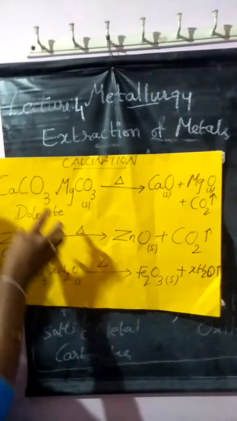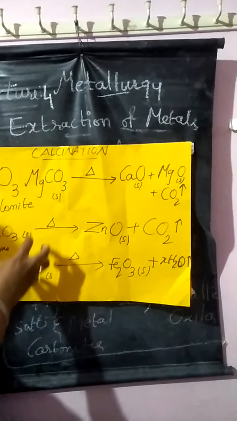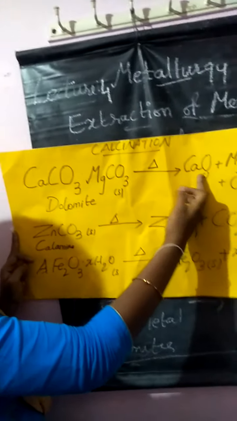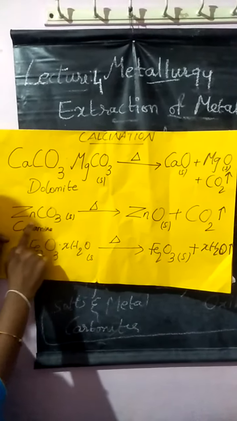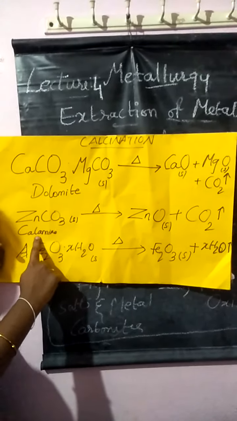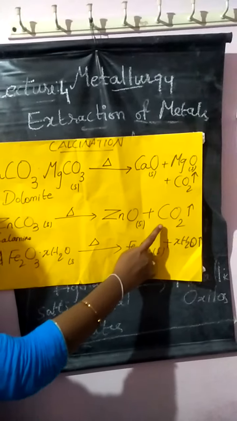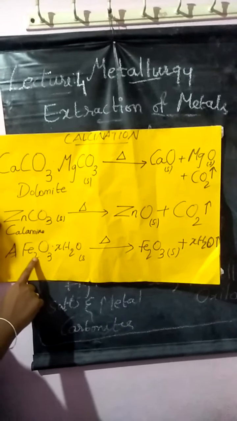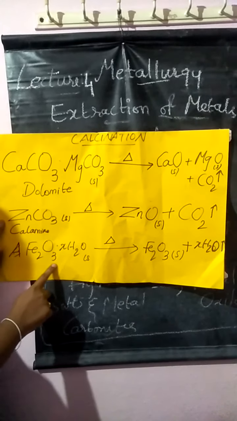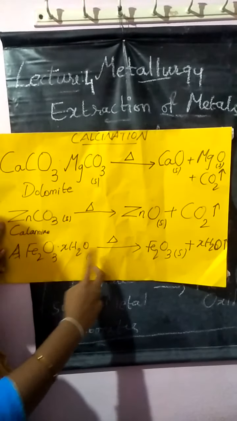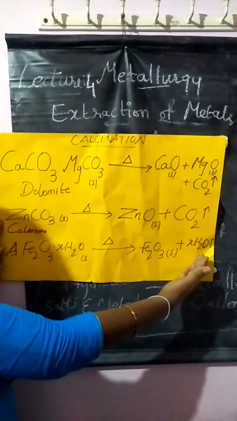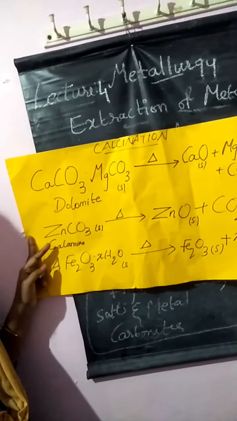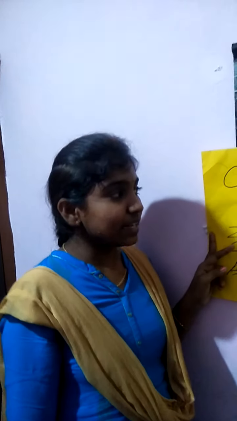So in calcination, the ores from their carbonate and from their hydrated forms are converted into the oxide forms by heating them in the absence of oxygen. If you see the other example, zinc carbonate, calamine, on heating gives zinc oxide and carbon dioxide gas is removed. This is a hydrated salt of hematite, Fe2O3·xH2O, in the solid form. When we are heating, the water molecules associated with this ore are going out and we are getting the oxide form of the iron. So these are the examples which show a clear explanation of calcination.